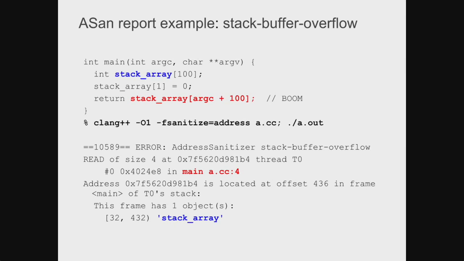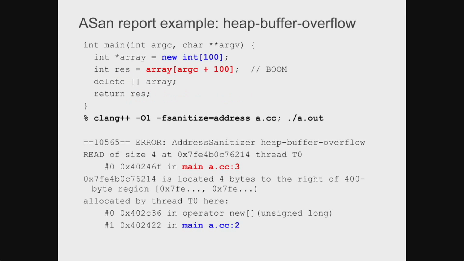A similar example with stack buffer overflow. The difference is that now it shows the stack variable which is incorrectly accessed. The same for heap buffer overflows. Now it shows you where the buffer has been allocated.